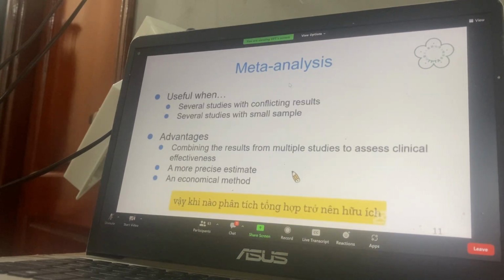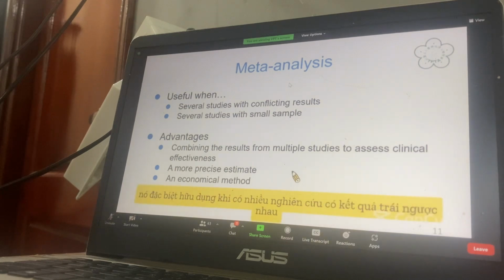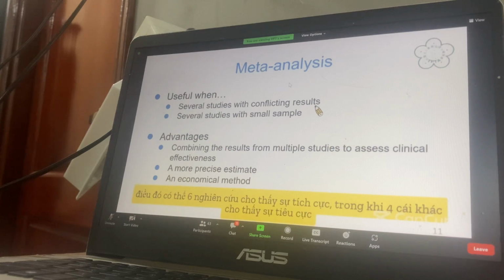So when is meta-analysis useful? It is especially useful when there are several studies with conflicting results. It is possible that 6 studies showed positive, while 4 showed negative, and it is not clear whether it is really positive or not. Then at that time, meta-analysis is a good way to go.